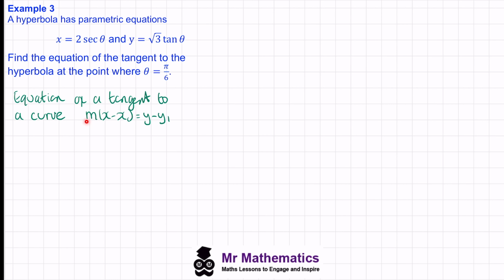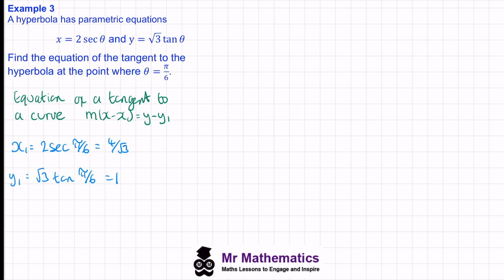So we need to work out the m, which is our gradient, our x1 value, and our y1 value. Well, we can work out the x1 and y1 values by substituting this theta equals pi over 6 into here and here. So x1 will equal 2 sec of pi over 6, and this is 4 over root 3. And y1 will be root 3 tan of pi over 6, and this is 1.